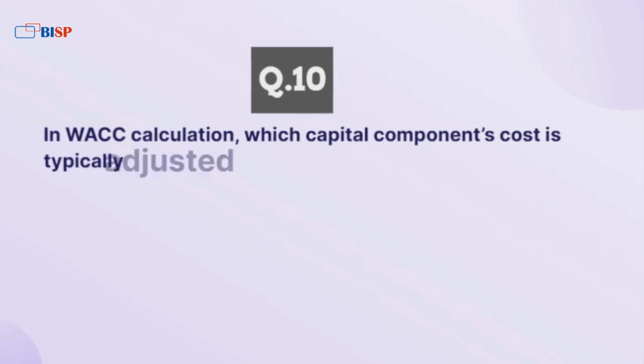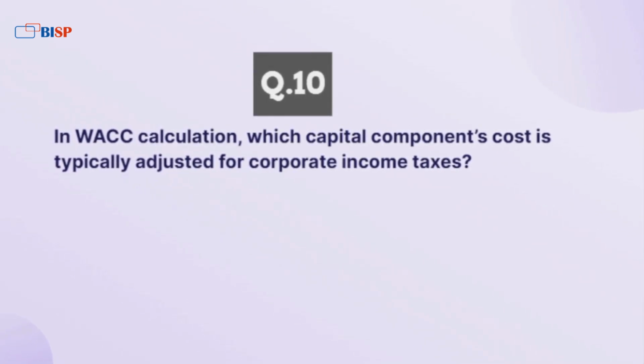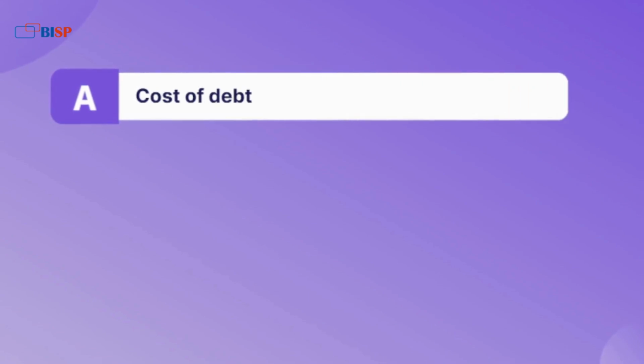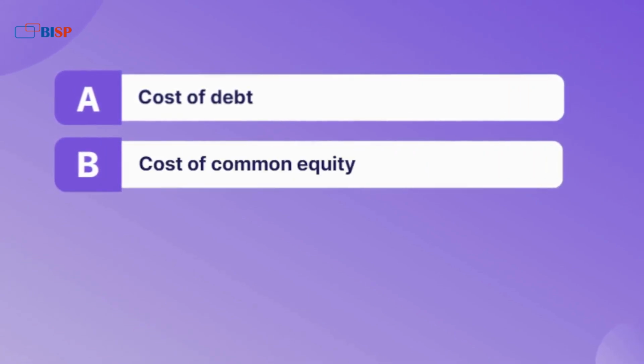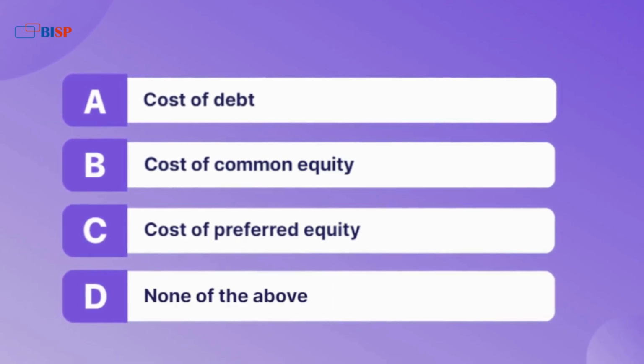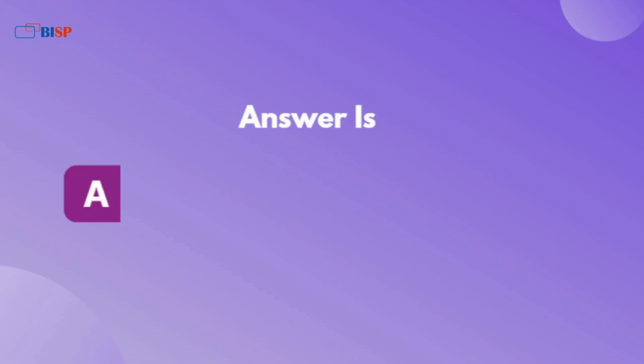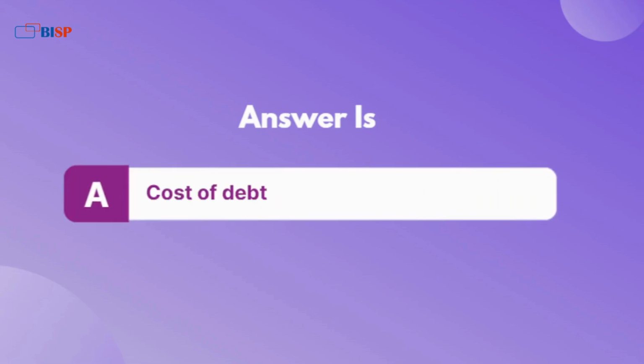In WACC calculation, which capital component's cost is typically adjusted for corporate income taxes? A. Cost of debt. B. Cost of common equity. C. Cost of preferred equity. D. None of the above. Answer is A. Cost of debt.